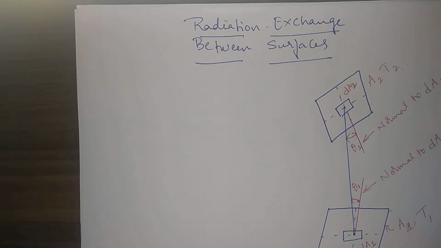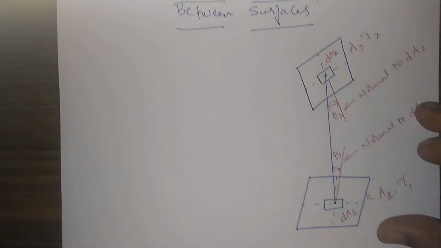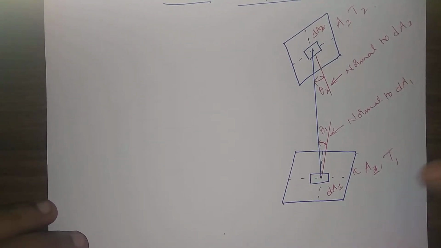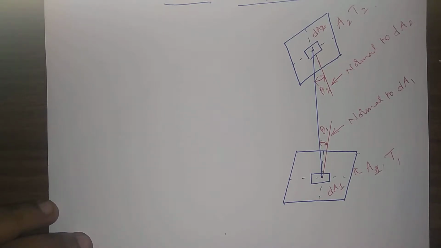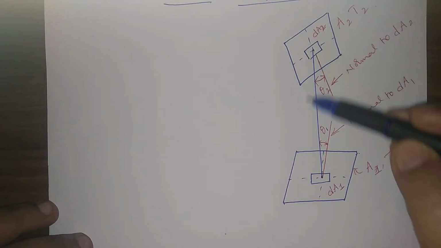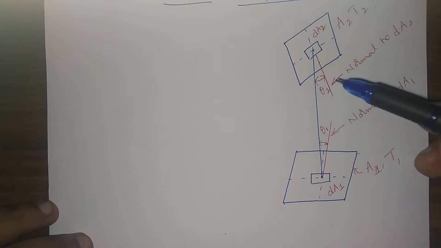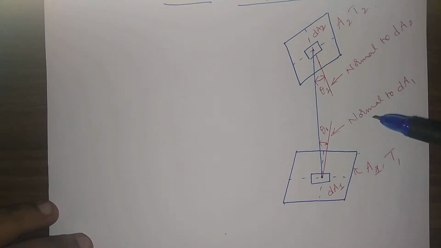Hello students. Welcome to this new video on radiation exchange between the surfaces. Now in this video, let us try to derive an expression for heat transfer exchange between two bodies. Let us try to derive what are all the components, what are all the terms involved in that expression.